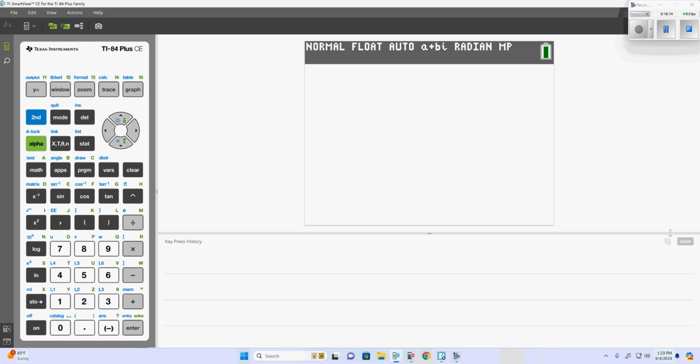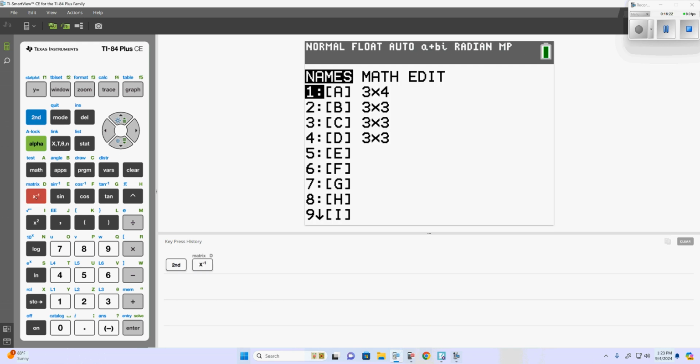All right. We got them turned on, yes? First thing we're going to do is go second matrix, second x to the negative 1. Also, by the way, there is a key press history down here at the bottom, so you can follow along there.